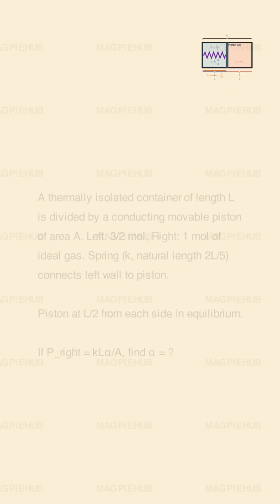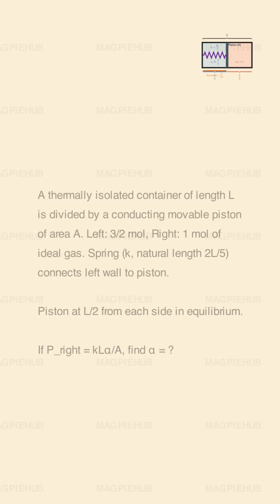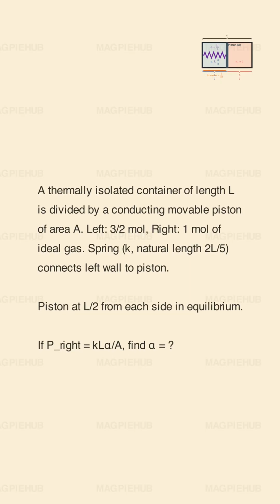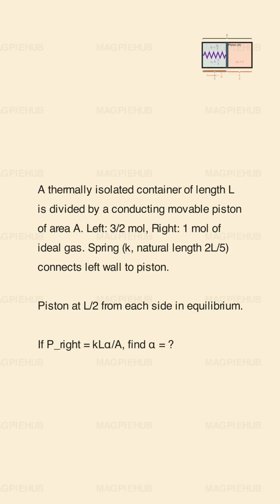Here is the question. A thermally isolated container of length L has a thermally conducting movable piston of area A. The left compartment has 3/2 moles, and the right has 1 mole of ideal gas. A spring with constant K and natural length 2L/5 connects the left wall to the piston. In equilibrium, the piston is at L/2 from each side. If pressure in the right compartment is P equals KL alpha divided by A, find alpha.